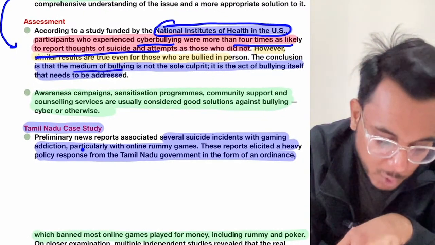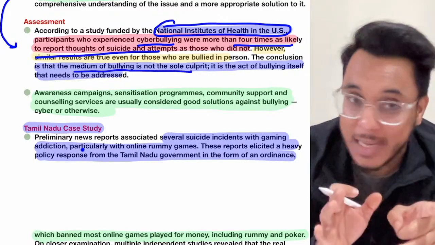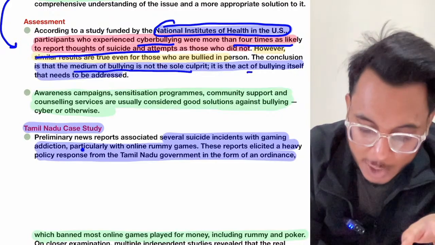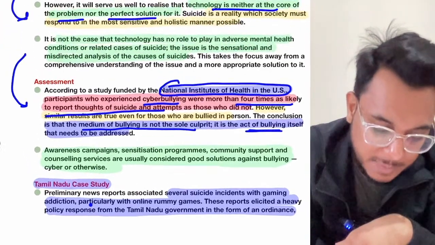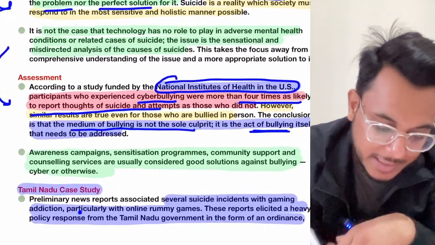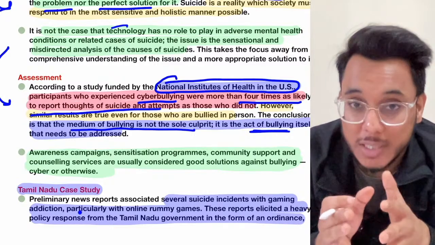The medium of bullying is not the problem. Is it cyberbullying? Is it physical bullying? The medium is not the problem. The problem is the act of bullying in itself. So we need to understand these kinds of issues. It is not that technology is the culprit.